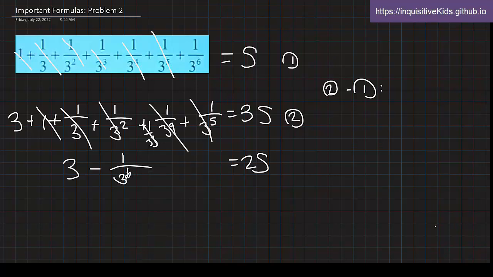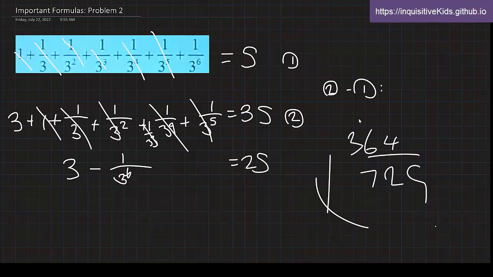Now, for 1 over 3 to the 6th, that would be 3 multiplied together 6 times. And after you do that, you will get a large mixed number, which is 1 and 364 over 729. That is our final answer.